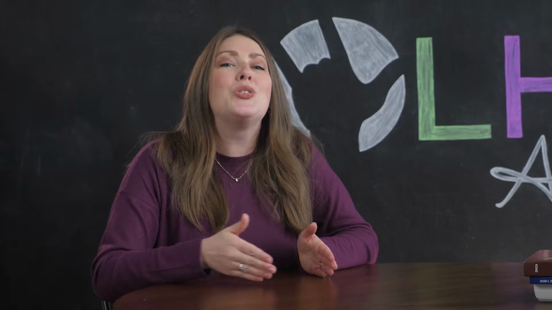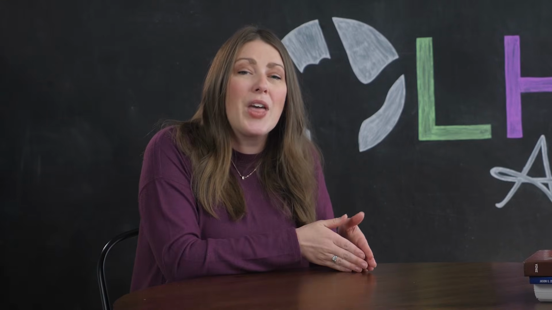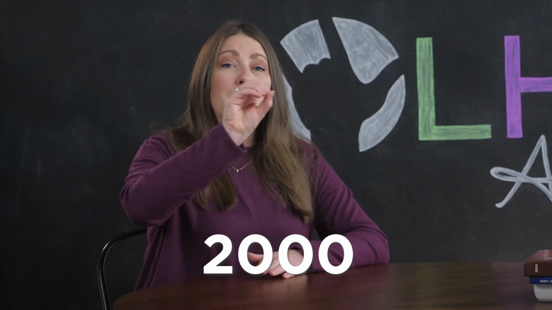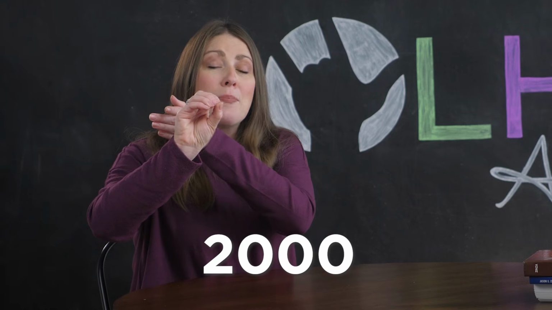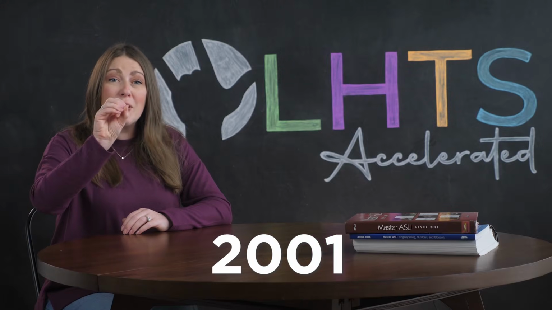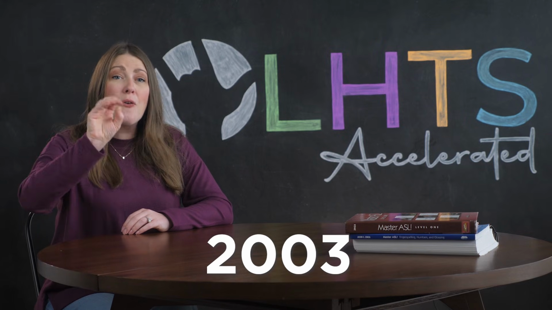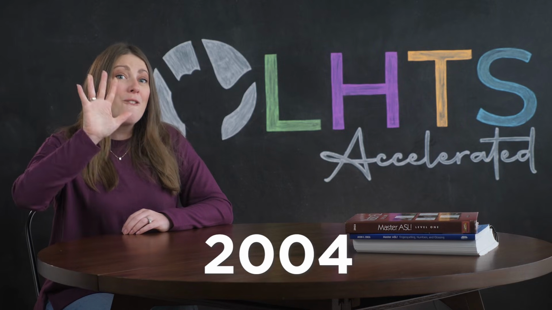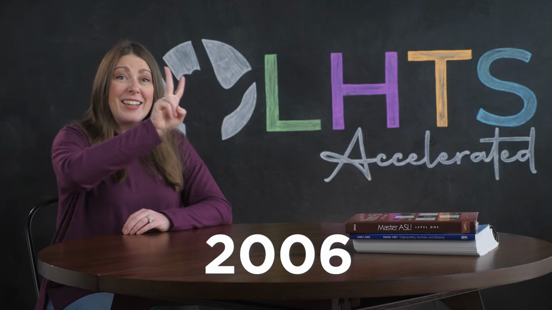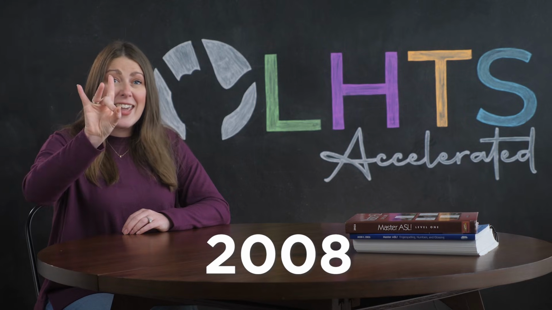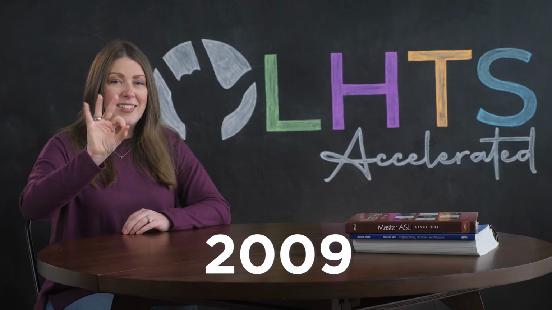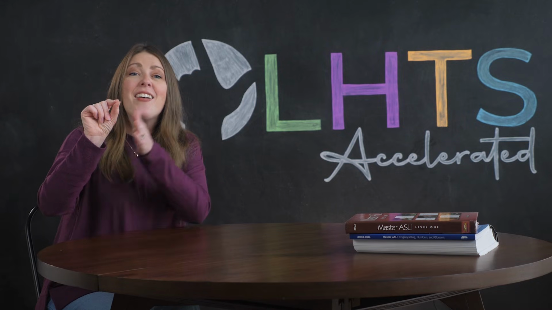What about numbers in the 2000s? Well, for 2000 through 2009, you are going to sign it with a 2, 0, 0, and then pull to the next number. 2, 0, 0, 1, 2, 0, 0, 2, 2, 0, 0, 3, 2, 0, 0, 4, 2, 0, 0, 5, 6, 7, 8, and 9. Then from numbers 2010 and on, you are going to sign 20 and then the number.